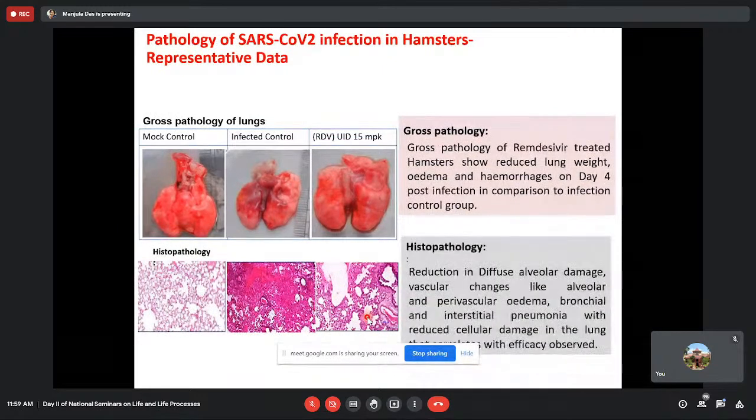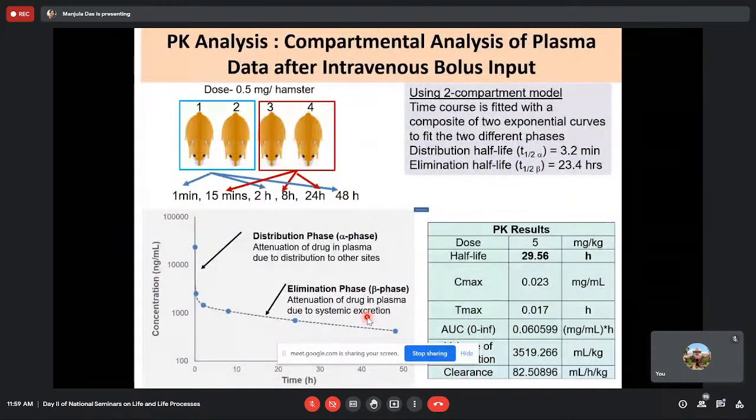So we did a PK study, just 1 minute. I will have just 2 more slides and we'll finish it. So we did a PK study in 4 animals, and when we gave intravenous injection, we saw that the PK was not very good because we didn't have a formulation for this molecule. But we saw that the elimination phase is very long and the distribution phase is only for a few hours.